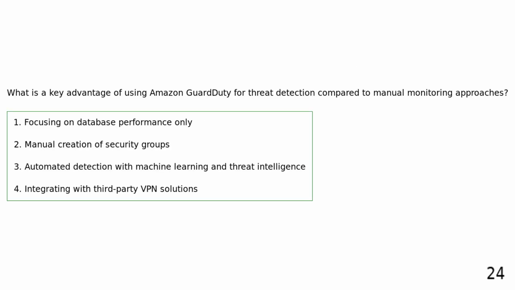What is a key advantage of using Amazon GuardDuty for threat detection compared to manual monitoring approaches? Focusing on database performance only. Manual creation of security groups. Automated detection with machine learning and threat intelligence. Integrating with third-party VPN solutions.